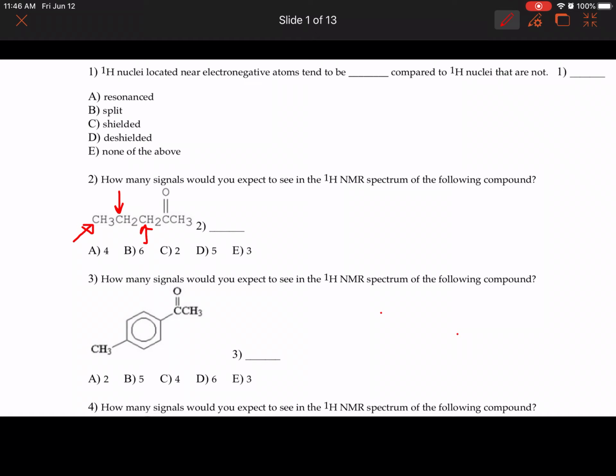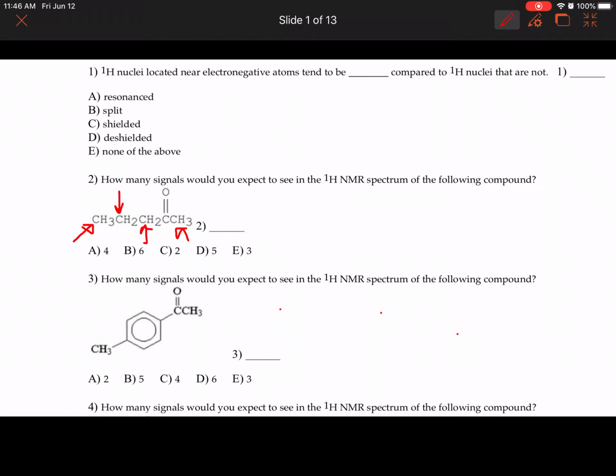carbonyl group doesn't have any hydrogens on it. Okay, so because of that, that carbon will not give you any peak. And then you have the one at the very end, the CH3 group. So that is also 3 hydrogens, different from the other hydrogens on the other carbons. So we would see 4 different environments or 4 different signals for number 2.